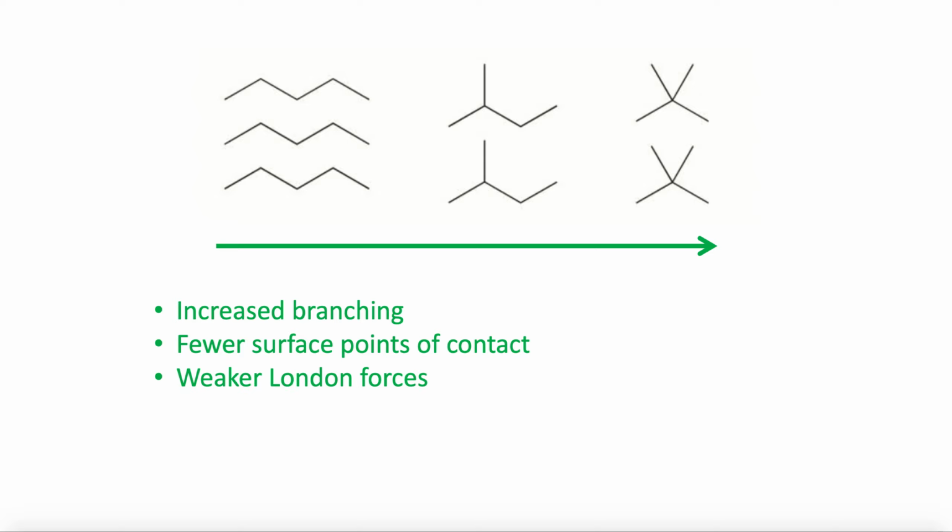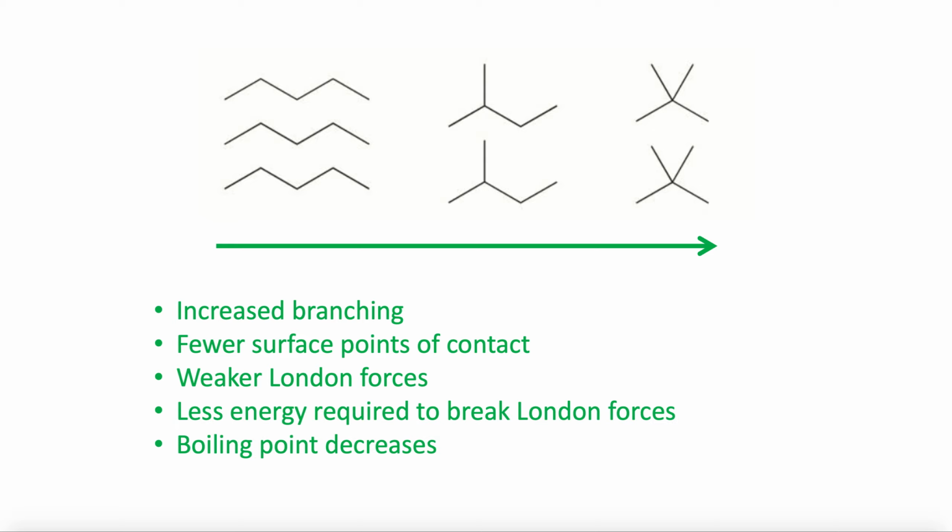And that means we have weaker London forces. So you increase the branches, fewer points of contact, therefore weaker London forces. So that means you need less energy to break those London forces, and therefore the boiling point decreases. So as you increase the branching, the boiling point is going to decrease, and these are the points here that you must address when talking about the boiling point decreasing as branching increases.